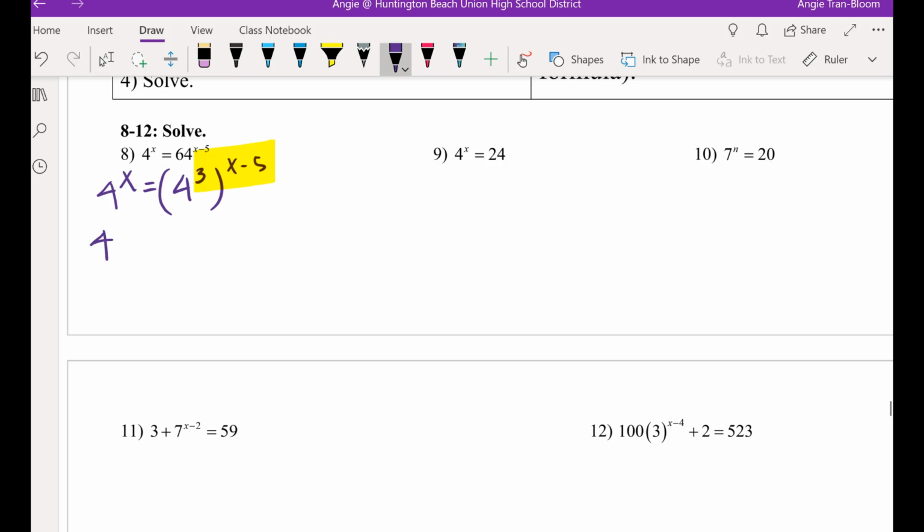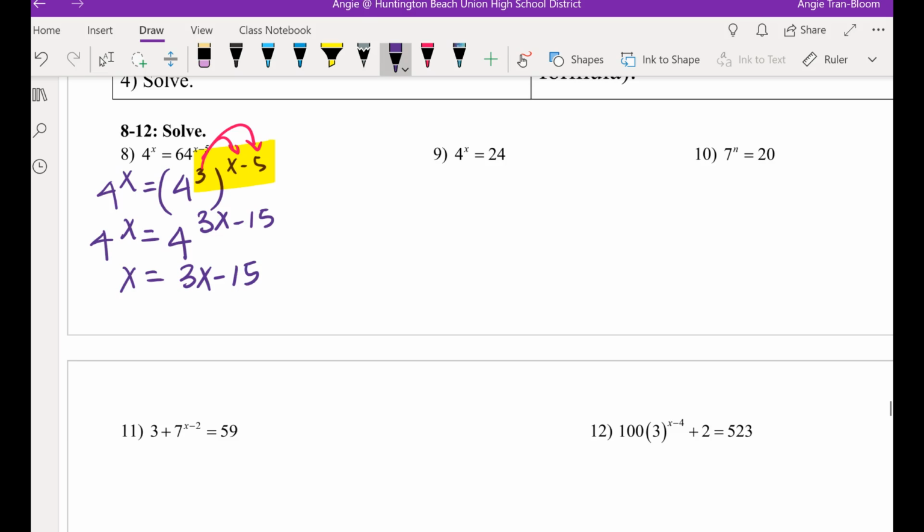Yep, multiplying. So 4 to the x equals, when we distribute, make sure you distribute to both. So that's 4 to the 3x minus 15. Drop your bases. Once you drop your bases, Stacy, what do you have left? Yes, what are they? Good. How do you solve for x from here, Jonah?